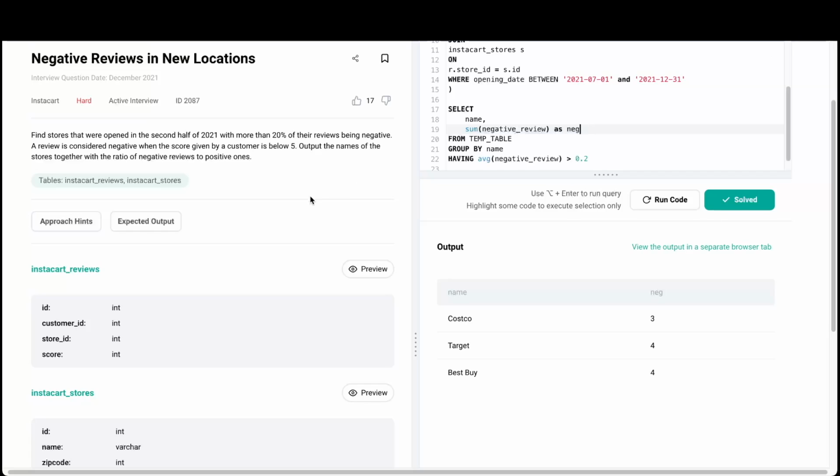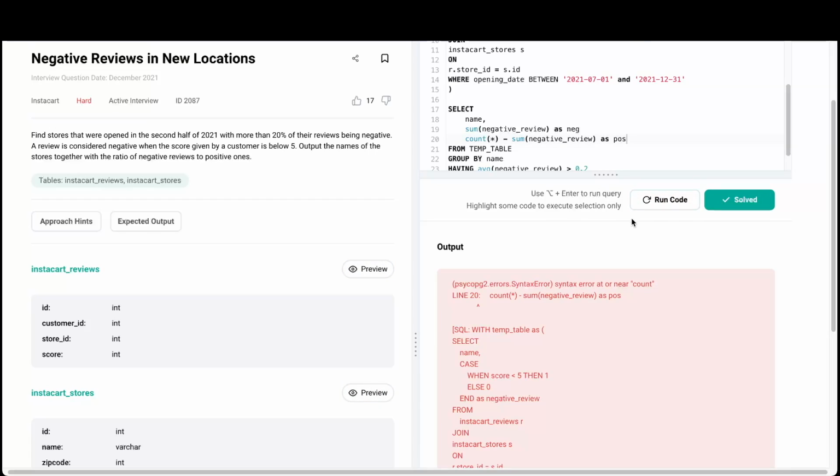So the way we get the positive ones is to take all the reviews and subtract the negative reviews, which would be the positive ones. Let's do count of everything, and subtract the sum of negative review, and let's call this positive. We need a comma here.